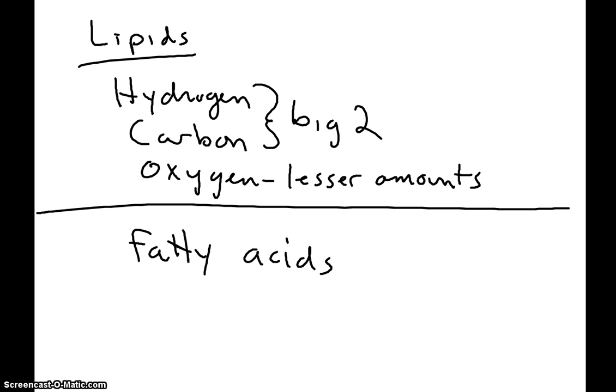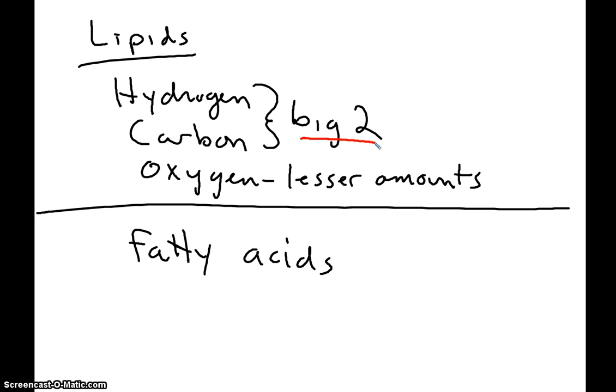And as we can see, they're not too much different than the carbohydrates. We're going to talk about hydrogen, carbon, and oxygen. But in this case, the big two are going to be hydrogen and carbon. So there's a lot more hydrogen and carbon than there is oxygen. We talked about the carbohydrates always having a 1 to 2 to 1 ratio. Well, the ratio is going to be a lot less for lipids, so there's very little oxygen, as we'll see in a diagram in just a second.